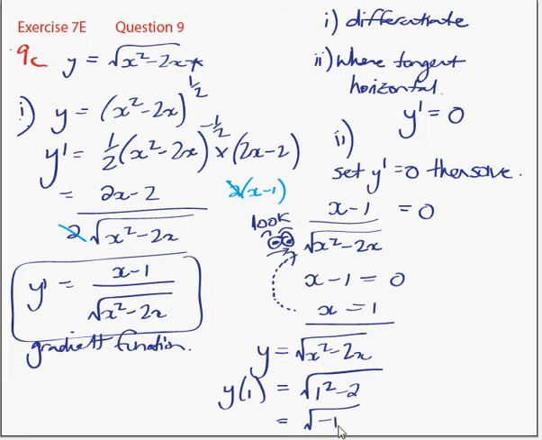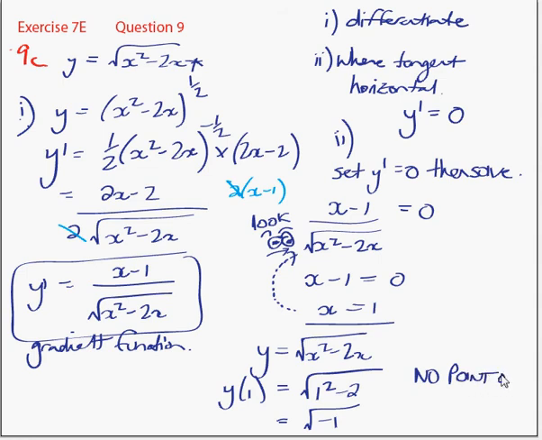So what I can see here is that I've got the square root of a negative number. What this means is that I can't actually take the square root of a negative number, so at this stage I would say that there is no point on my original curve.